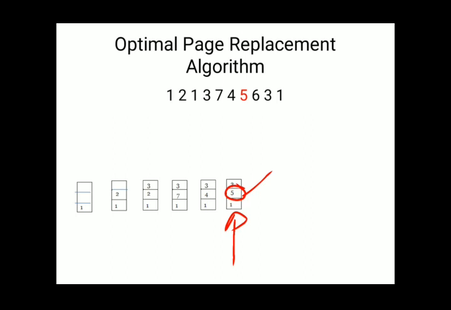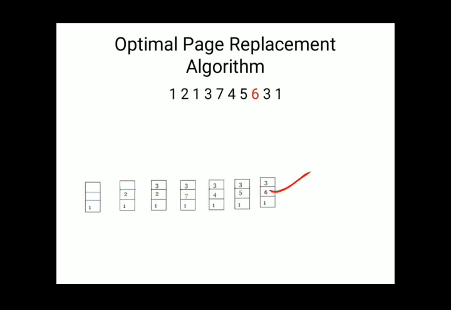Now the next element is 6. So again we have to check that in the frames, 3 and 1 will be used in the future, and 5 will not be used in the future. So we can replace the second frame that contains 5 with 6. Okay, so insert 6 into the second frame, this one. Now till now we have 7 page faults.